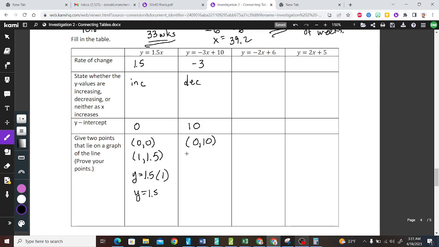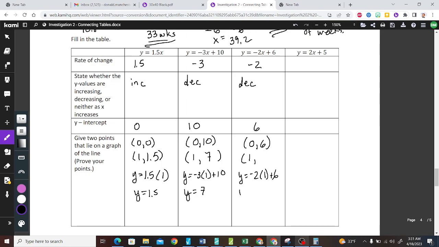Our y-intercept is 10. The first point is 0, 10 because that's the y-intercept. Next, we want another point, so we're going to let x equal 1, and then y equals -3 times 1 plus 10. -3 times 1 is -3 plus 10 is 7, so 1 comma 7. Okay, next, rate of change is -2. This again is a decrease. Our y-intercept is 6, which means we get a point immediately of 0, 6. Then y equals -2 times 1 plus 6, which is -2 plus 6, so 4.